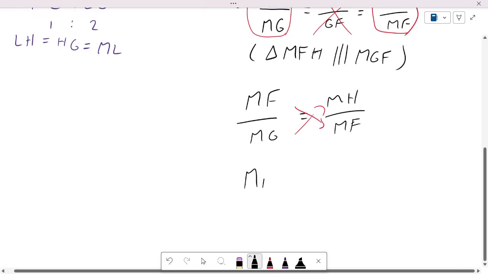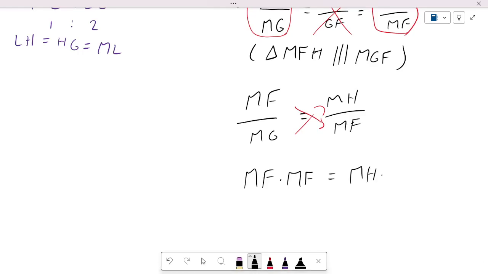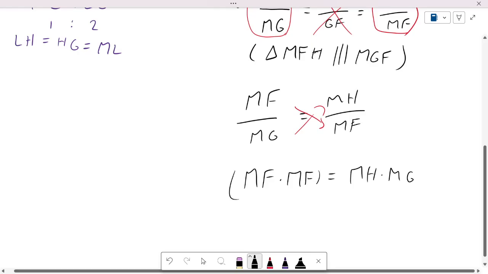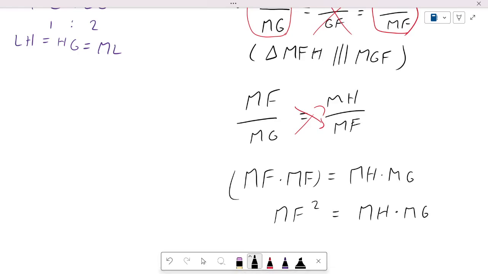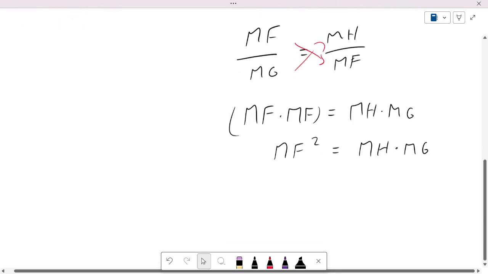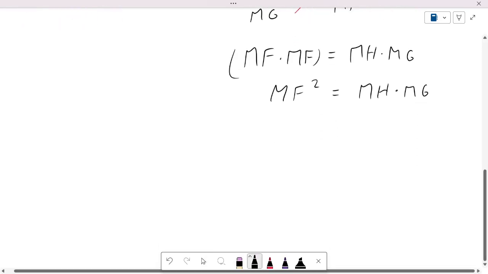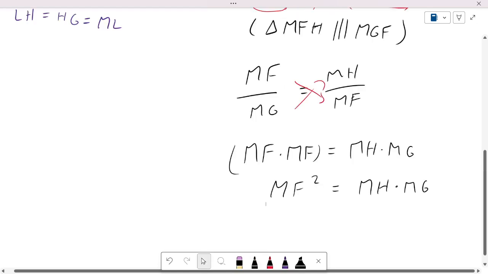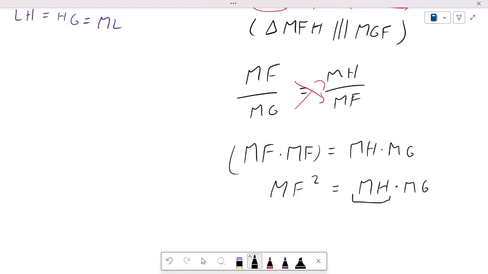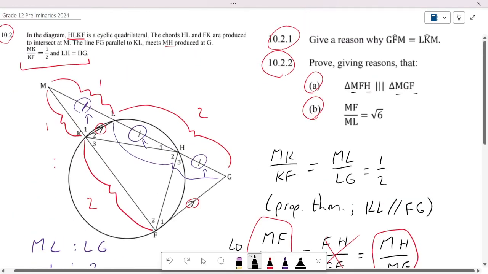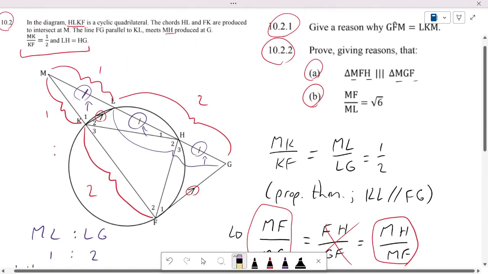It's going to be MF multiplied by MF is equal to MH multiplied by MG. And MF multiplied by MF is just MF all squared, equal to MH multiplied by MG. Okay, so now we've got a nice equation in terms of MF. Let's look at our diagram again. MH, where is MH? Because remember, we want to get it in terms of MF and ML. That's what we want to get it in terms of.